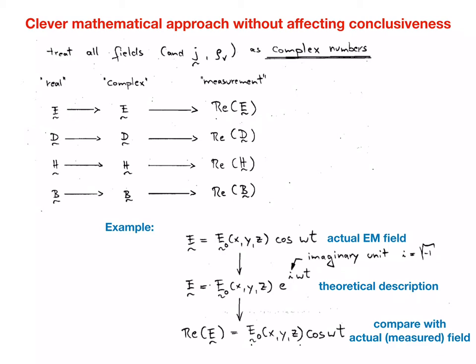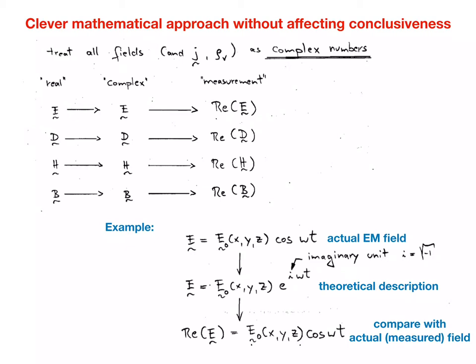It is important to keep in mind that the measurable information about the four vector fields is carried through the formalism as the real part of the complex number. Once a result has been obtained, the real part of that complex result can be compared with measurement. This approach is shown here as an example for the electric vector field.